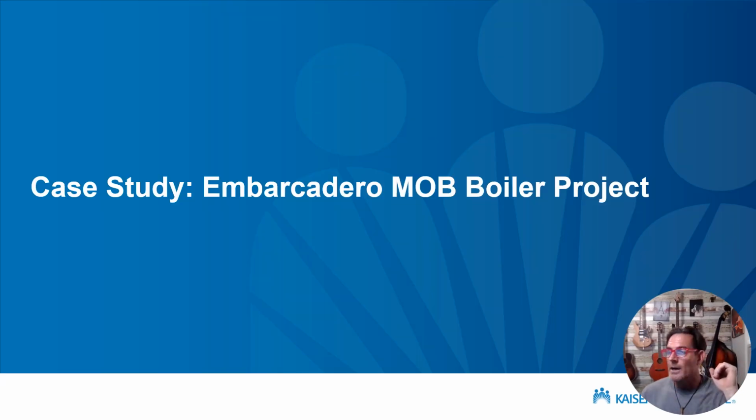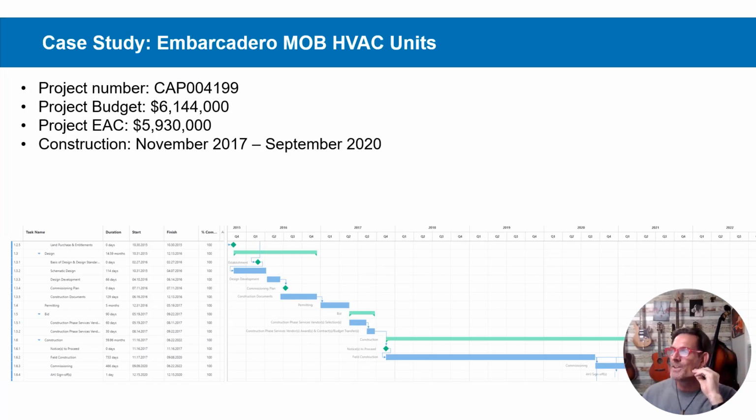So last, another boiler project, last case study is this Embarcadero MOB boiler project. And so in this case, this is a much larger spend, right? This project budget is $6.1 million, and we spent $5.9 million of that. It had a significant construction schedule, so this was going on for quite some time.